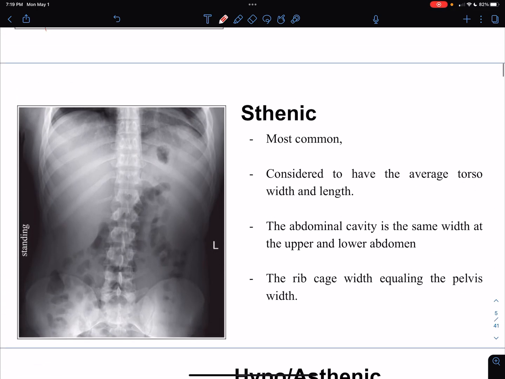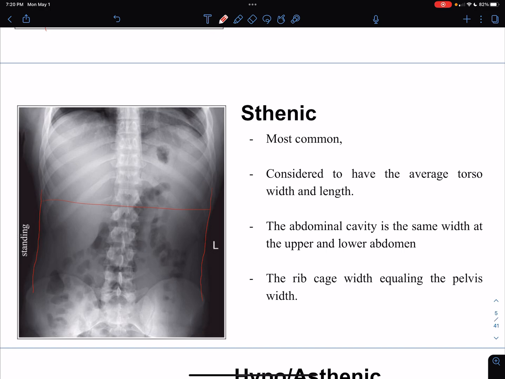Then when we get to our sthenic patient, our average size patient, this one obviously is the most common, and they're going to have what's considered an average torso width. So here's our lower ribs now. And if you look at this, typically their abdomen is in alignment with their pelvis.